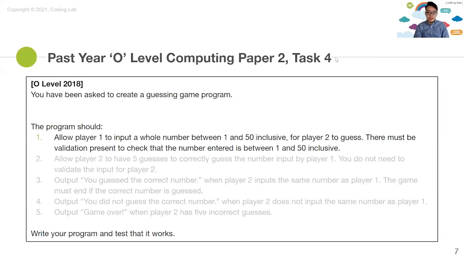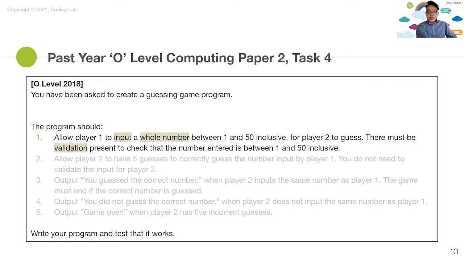You have been tasked to create a guessing game program. The program should allow player 1 to input a whole number between 1 and 50 inclusive for player 2 to guess. There must be validation to check that the number entered is between 1 and 50 inclusive. So for this, we will need the user to input a whole number. We can highlight these parts to remember to apply the concepts later in our codes. Validation is also needed to check if player 1 number is between 1 to 50.